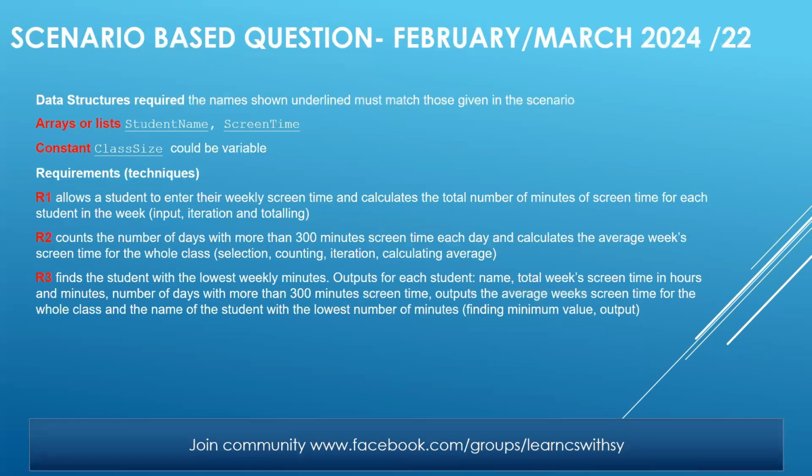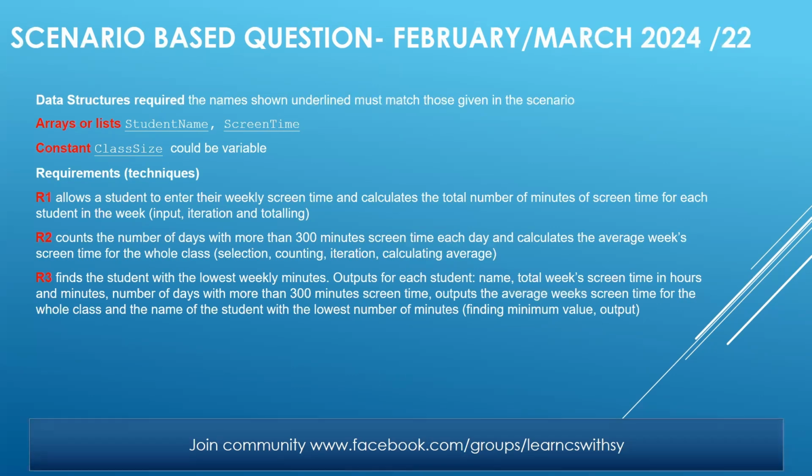You can see how you will score. This is what you need to identify: the arrays. They have to be used exactly in the same manner. You can't change anything in the array names, which are student name and screen time. They have to be written in the same manner. The class size can be a constant or a variable.